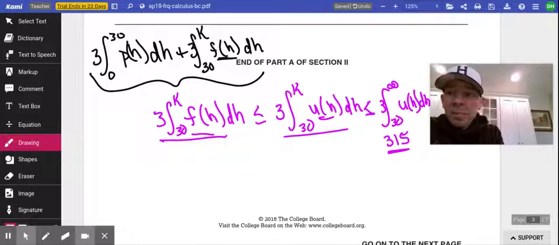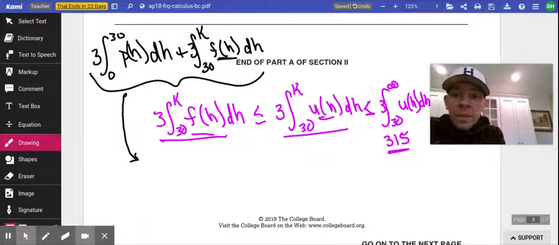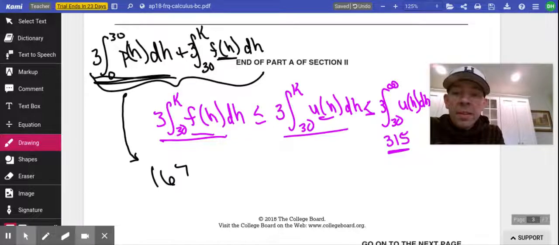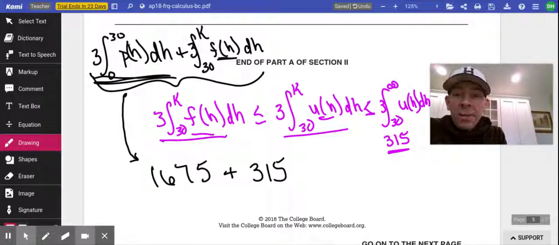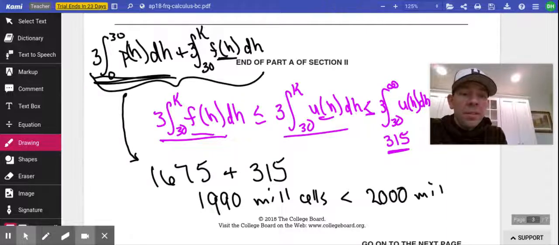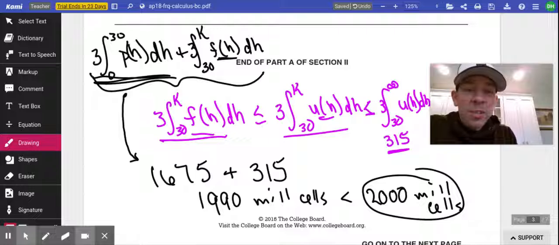Going back to our original setup, the first integral there, which we found in part B, I think was 1675, plus something we know is smaller than 315. Adding those two together makes 1990 million cells. And that number is certainly less than 2,000 million cells. So that's how we prove that this answer is guaranteed to be smaller than 2,000 million cells. We're creating a nice safe upper bound.